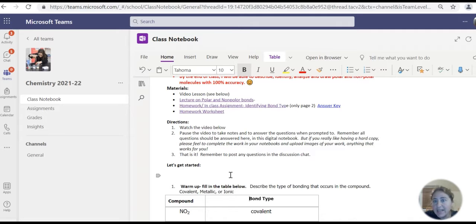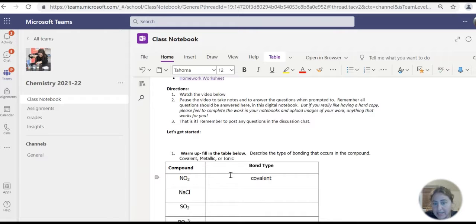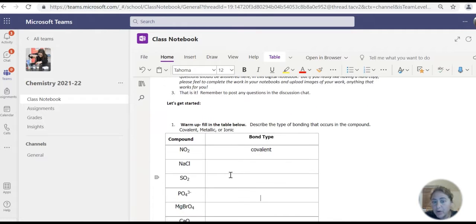All right, so let's warm up first. This part is right in the PowerPoint. What I want you to do now, we started doing this last lesson: covalent, ionic, and metallic bonds. So all you're going to do is identify and just type it in here, whichever it is.